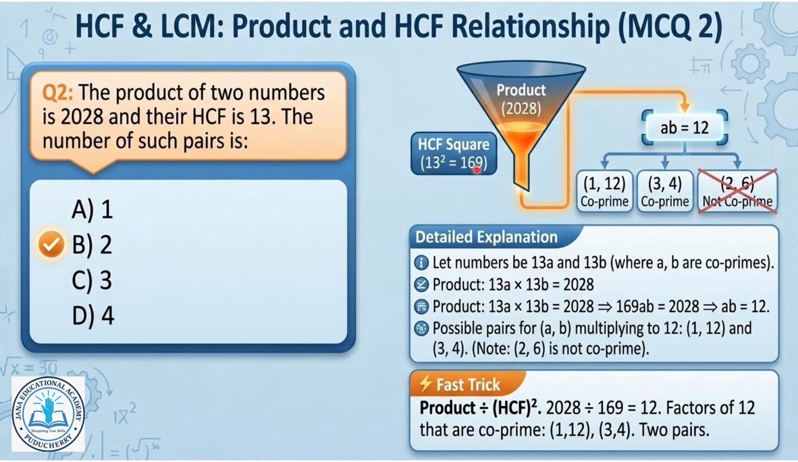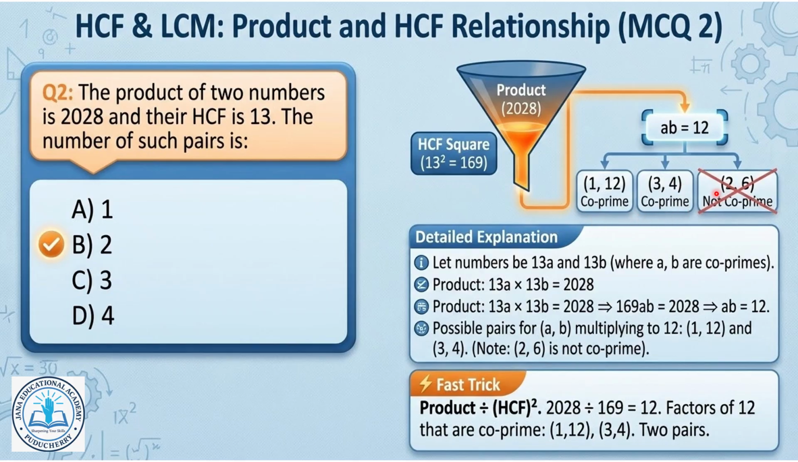What are the pairs? Here you see that in these three options we have only two co-prime. Co-prime means it has only one common factor, not more than that. If there is more than one common factor, it is not co-prime. You see here 1 comma 12, it has only 1 as a common factor. 1 into 1, 1; 1 12s are 12; 1 3s are 3, 1 4s are 4. So both are called co-prime.